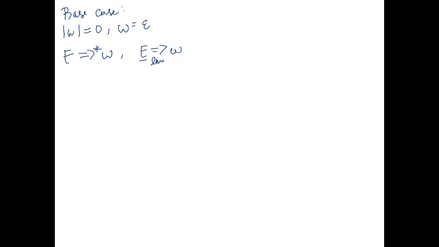And the same is going to be true if A yields W in 0 or more steps. It must be the case that the rule we used was A goes to epsilon, and therefore there's one leftmost derivation. Same thing for B.